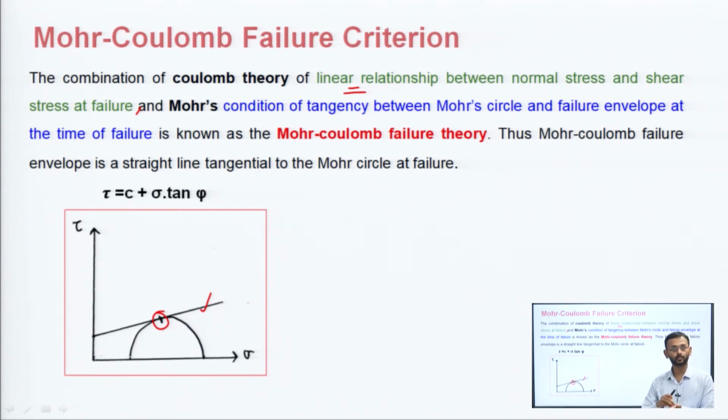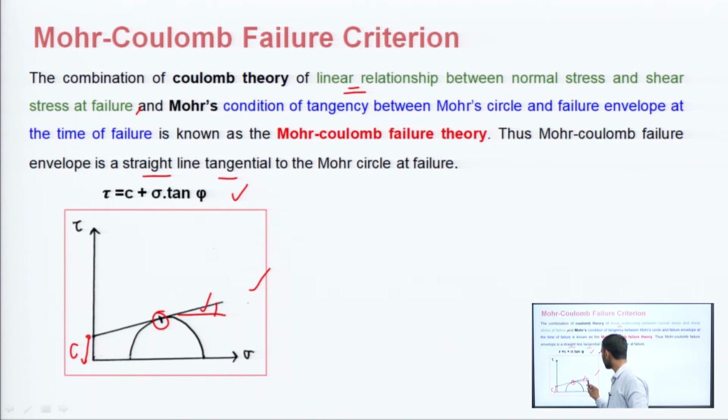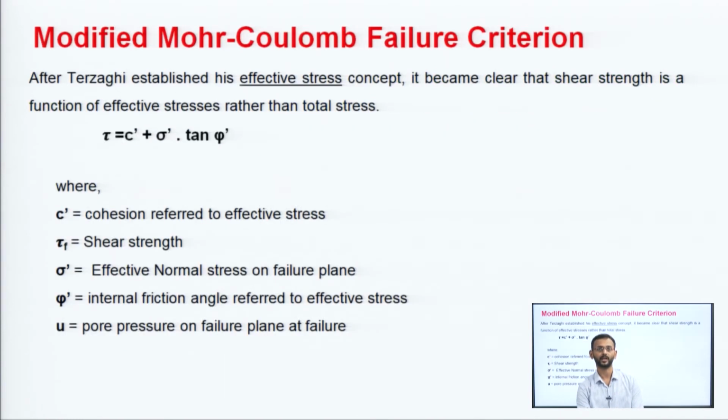So this combined theory where the failure envelope is a straight line and also tangent to the Mohr circle at failure is given by this equation and this graph here. So tau is equal to what, C plus sigma tan phi, and this here is the cohesion C, and whatever be the angle here, alright, this is the angle, that is phi. So this is the combined Mohr-Coulomb failure criteria.